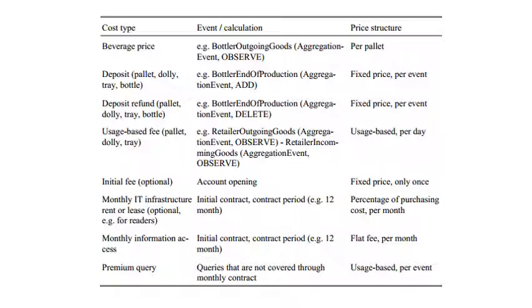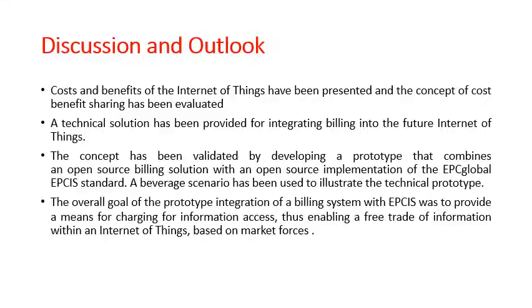Initial fee, account opening, fixed price only once. The monthly IT infrastructure, with an initial contract period of around 12 months, is a percentage of purchasing cost per month. The monthly information has an initial contract period and a flat fee per month. The premium query is a query that is not covered through the monthly contract, usage based events. So these are the various cost types that will be available in the beverage market.